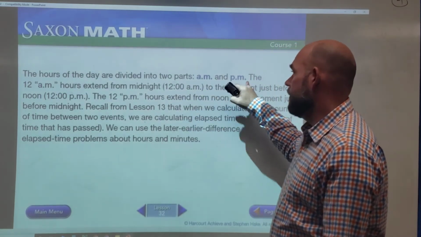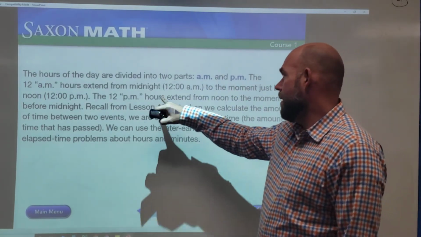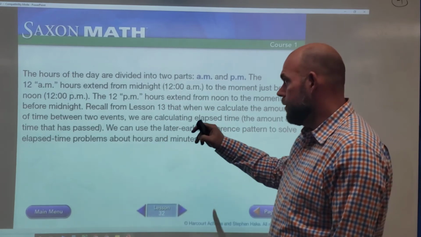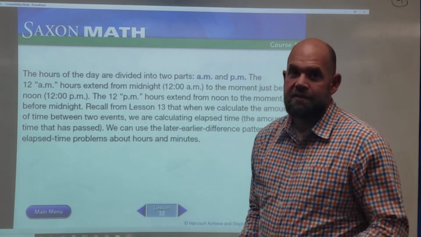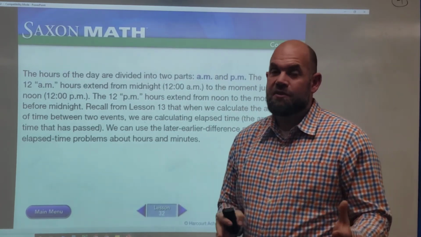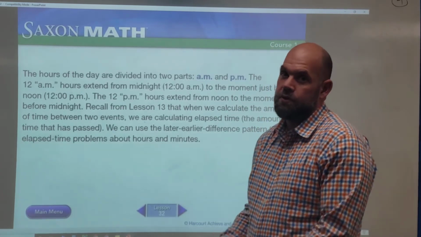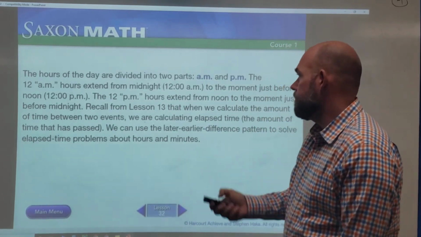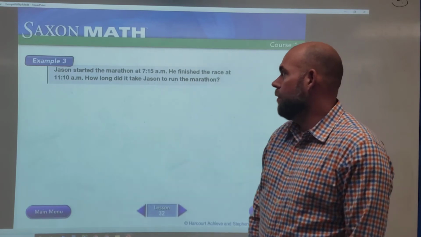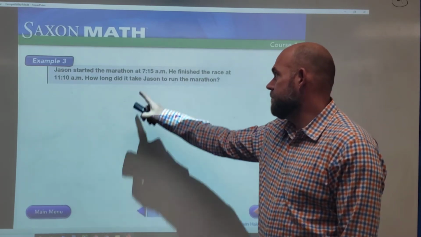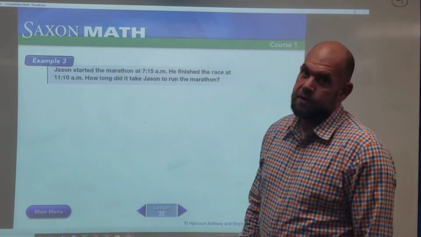So if we look at the AM and the PM. The AM hours are from midnight to noon, and then from noon to midnight, that's PM. So think of AM as the morning time, PM as the afternoon or evening time, okay? So in this example, Jason started his marathon at 7:15 a.m., kind of a weird time for a marathon.